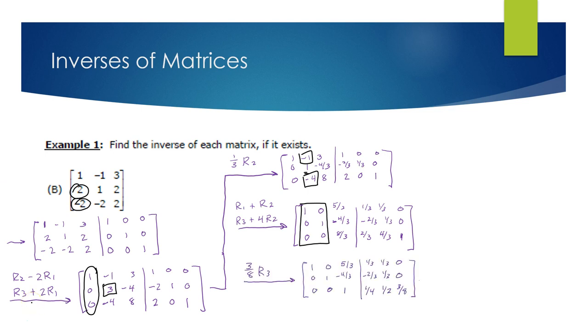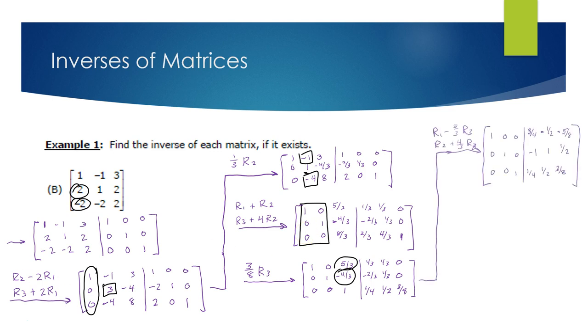And as far as the rest of it goes, 2/3 times 3/8 is 1/4. 4/3 times 3/8 is 1/2, and 1 times 3/8 is 3/8. Now I just have to get these two numbers here and here to become zeros. So I'm going to subtract 5/3 times row 3 from row 1, and I'm going to take row 2 and add 4/3 times row 3 to it, so I can get the zeros and ones all lined up where they're supposed to be on the left and finish that part off.